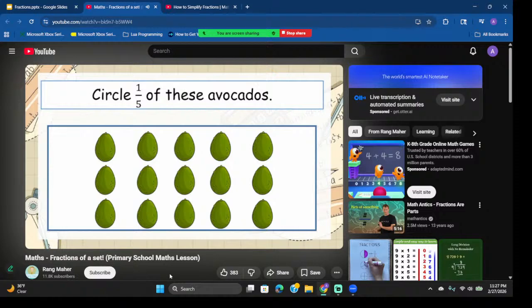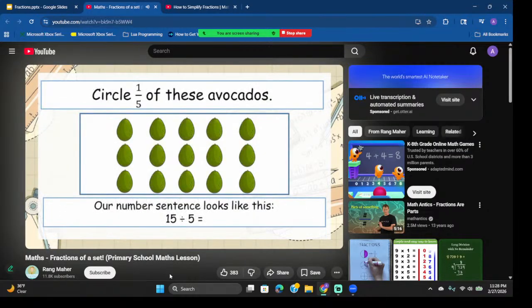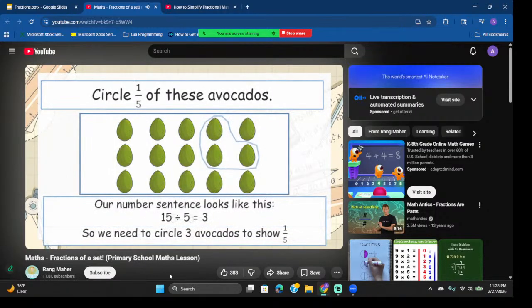Well, how did you get on? So in this one, we needed to circle 1 in every 5, or 1/5 of all the avocados. To work out how many this is, we divided the amount of avocados by the denominator, and that gave us this number sentence, 15 divided by 5. And our answer is 3. So we needed to circle 3 avocados to show 1/5.